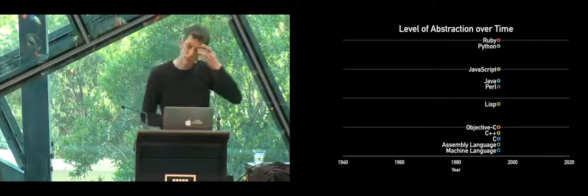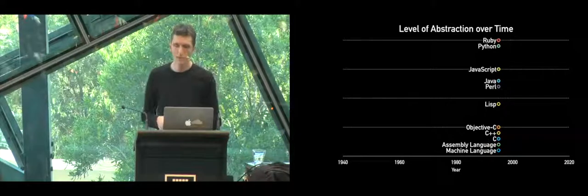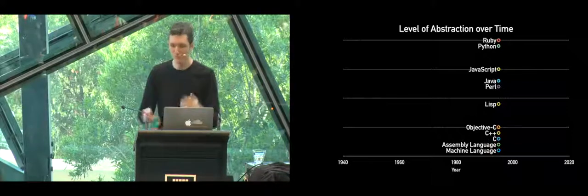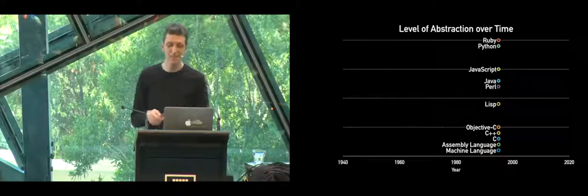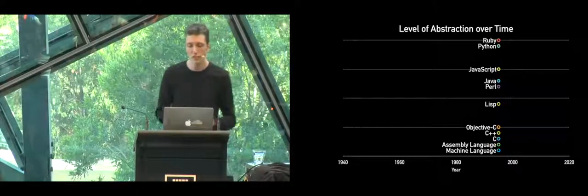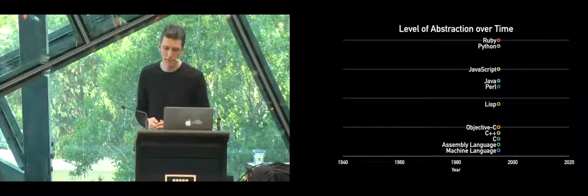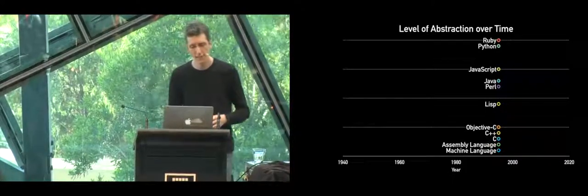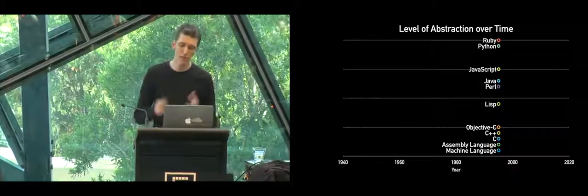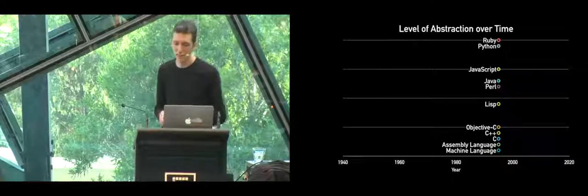Then 1995 was a crazy year. This was probably the most significant year of programming language release. Well, yeah, it was a very significant year. This was the year that Ruby was released. It was also the year that JavaScript was released, also the year that Java was finally released. And I slotted these in. Ruby is kind of up there with Python. I put it above Python because I'm biased in that way. JavaScript is also a very high-level language.